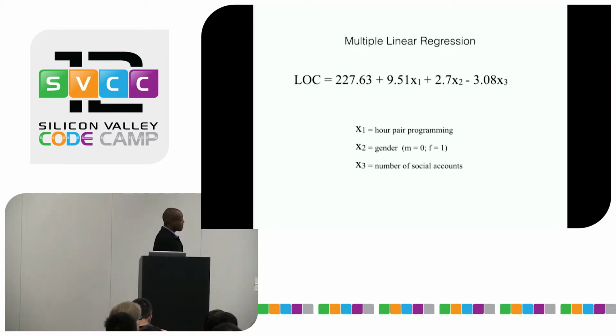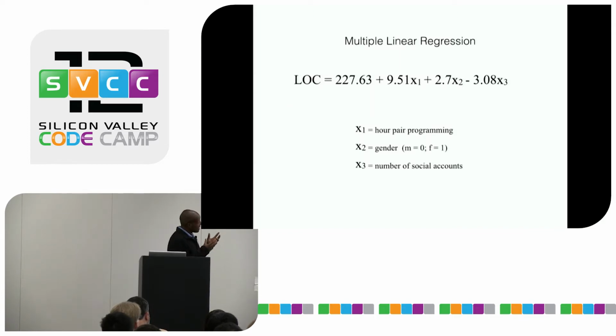With multiple linear regression, you want to say, what is the impact of x on y? If I wiggle x, how does that change y? So for example, for every 1 hour of pair programming, how many more lines of code do I produce? 9. You guys see what I mean? So it's weighted. It gives weight to the features.